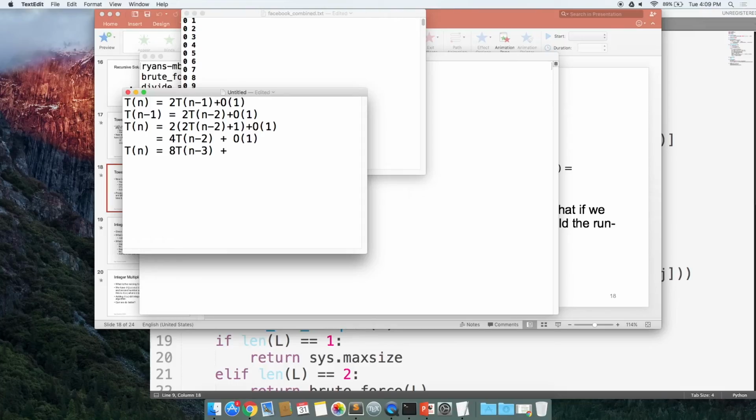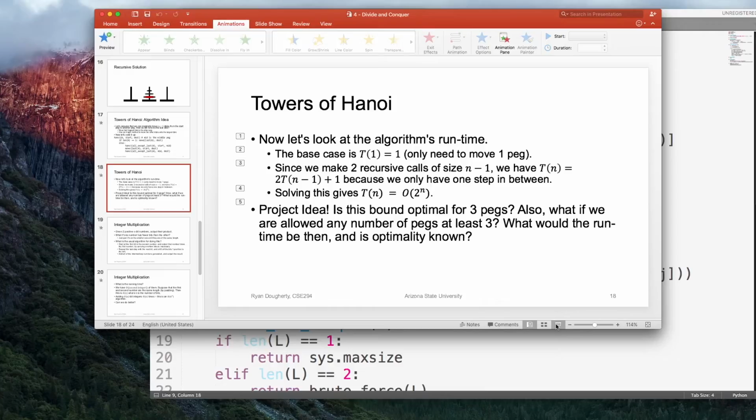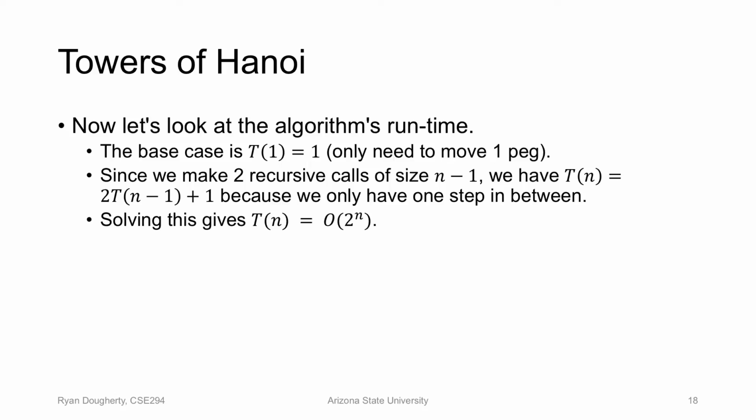It actually turns out the running time is 2 to the n, right? Because each time I decrease the size of what I'm looking at by 1, I double the amount of recursive calls. So it's 2 times 2 times 2, n times. So that's why I get 2 to the n. All right, so solving this gives 2 to the n runtime.